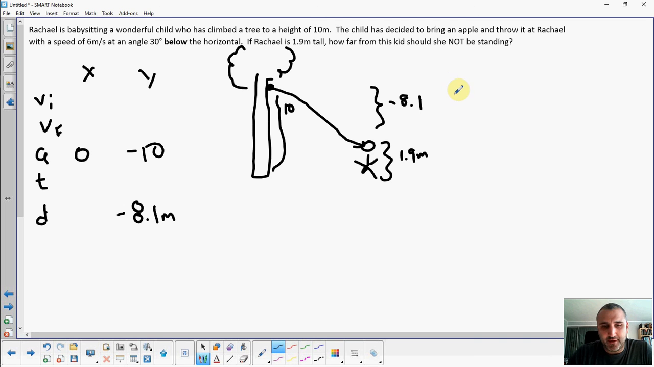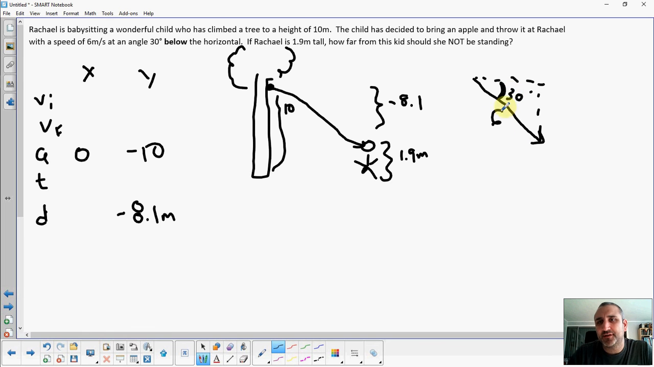So what we need to do is figure out what's going on with the initial velocity in the x and the y like we always do, but instead of the hypotenuse being up at some angle to the horizontal, this kid's a real bugger, not very nice, and they throw it down like that at an angle to the horizontal, so that angle. And we see in the problem that the angle that they throw it is 30 degrees below the horizontal, and the kid throws it at a velocity of 6 meters per second.